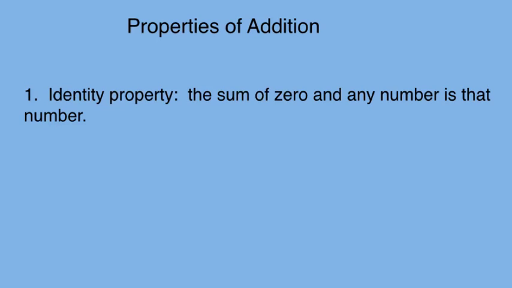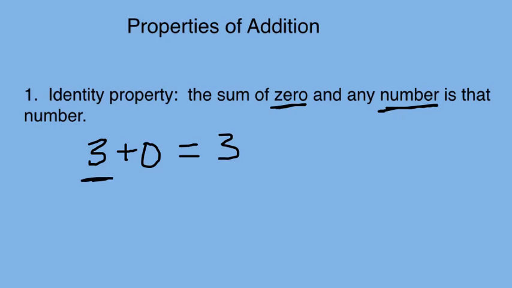The first property of addition is going to be the identity property. And the identity property says the sum of 0 and any number is that number. So go ahead and fill those in on your notes. And here's just a couple of examples. If I add 3 plus 0, I'm going to get 3. So what I started with is what I end with. If I add negative 4 plus 0, I'm going to get negative 4. So anything added to 0 will be itself.